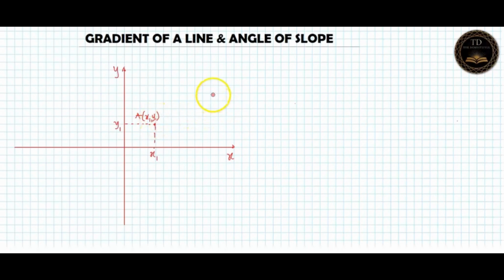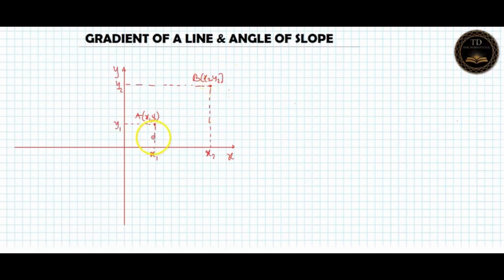Let's pick another point. Let's pick this point right here, and let the coordinates of this point be x2, sorry, and that of the ordinates, let it be y2. Hence the coordinates of point B will be x2 y2.